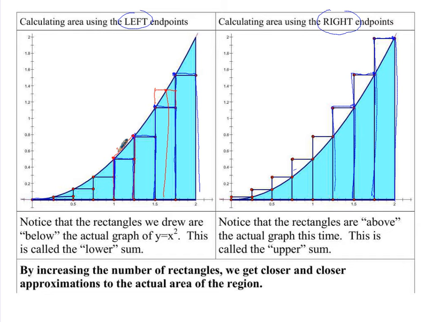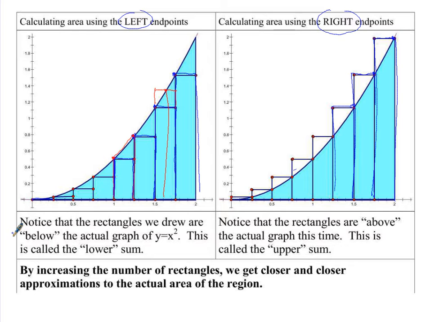The best method possible is called the trapezoidal rule for this type of situation, and we will study that down the road. For now, we're just going to concentrate on left and right endpoints. Okay? All right, a couple of important points down towards the bottom.